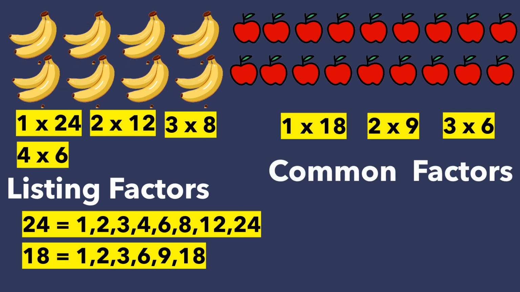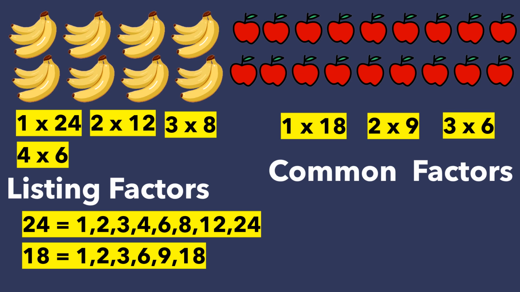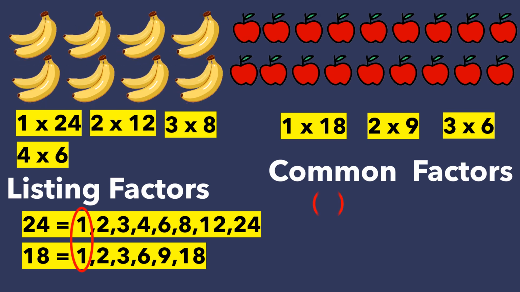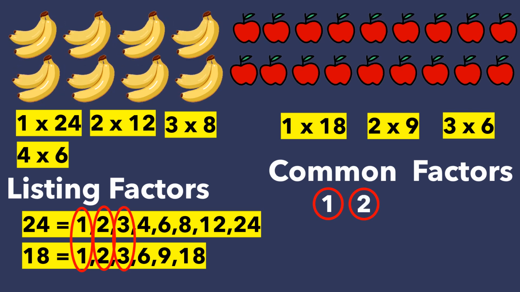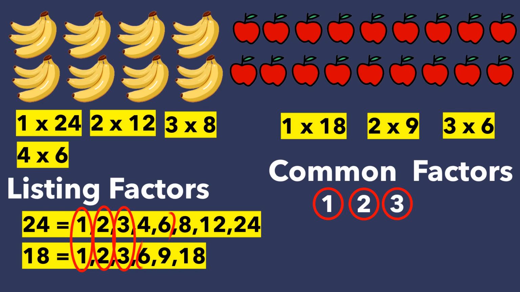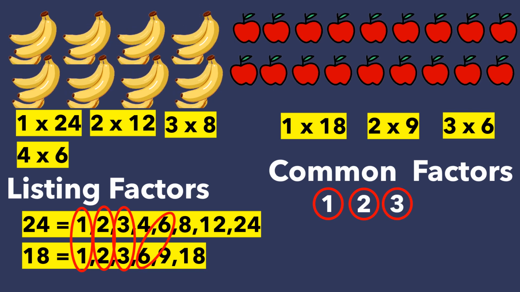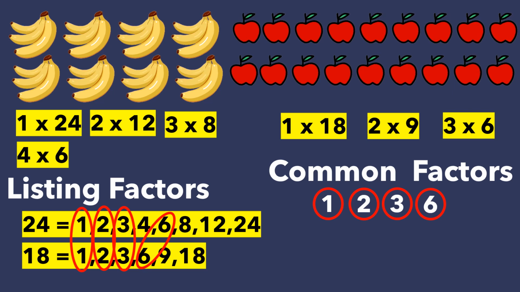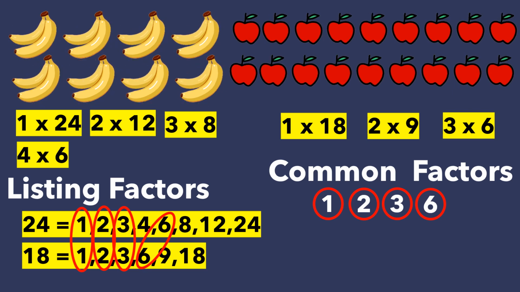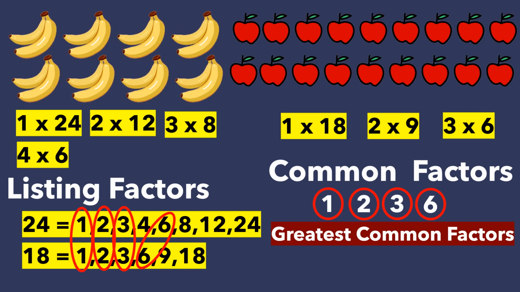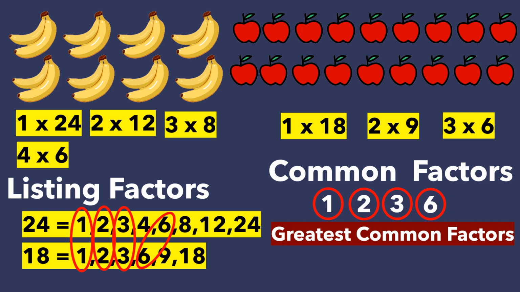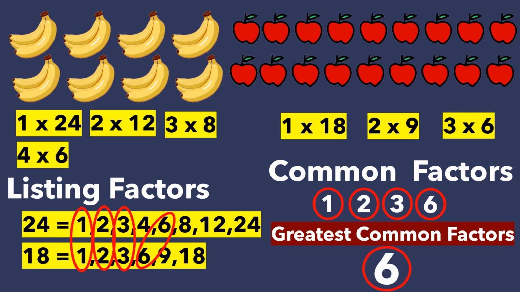By getting the common factors, we have first 1, another number is 2, and another number is 3. And the biggest number is 6. So in finding the greatest number from all the factors that we have in 24 and 18, the greatest among them is 6.